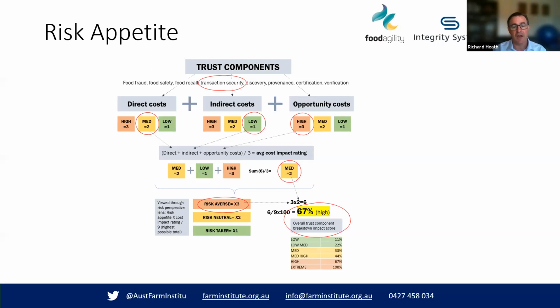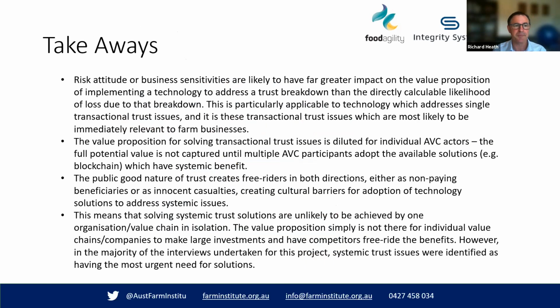So if you classify the risk that you're taking in each of those, there's an equation that comes up with an overall cost impact rating that you can then also multiply with whether you are a risk averse business, a risk neutral business, or a risk taking business, to come up with an overall trust component impact score. That will help inform you, in relation to the dollar figure on the value proposition for implementing technology for solving that trust breakdown, whether, in relation to your risk appetite, that's something that you want to take up or not.